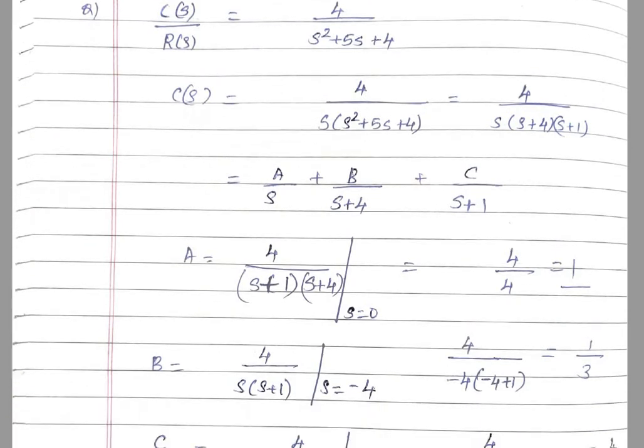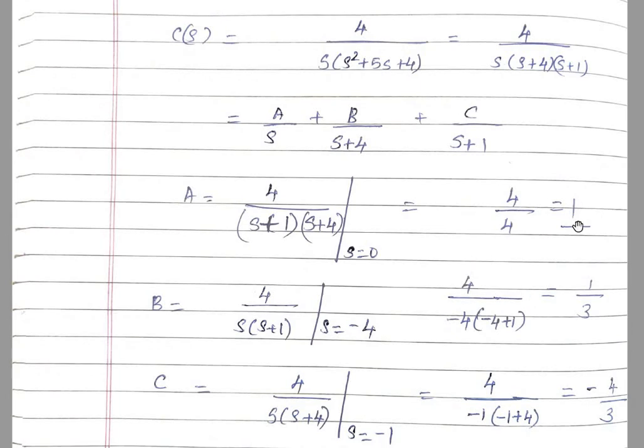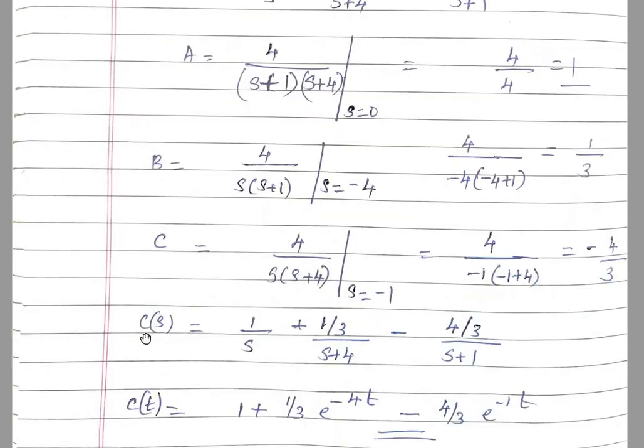So, we will get the values of a, b and c like this: a is equal to 1, b is equal to 1 by 3 and c is equal to minus 4 by 3. Now, if we substitute the values of a, b and c in the above equation, I can write C of s is equal to 1 by s plus 1 by 3 into s plus 4 minus 4 by 3 into s plus 1. Now, take the Laplace inverse of C of s. Then, if we take the Laplace inverse, C of t is equal to, what is the L inverse of 1 by s?